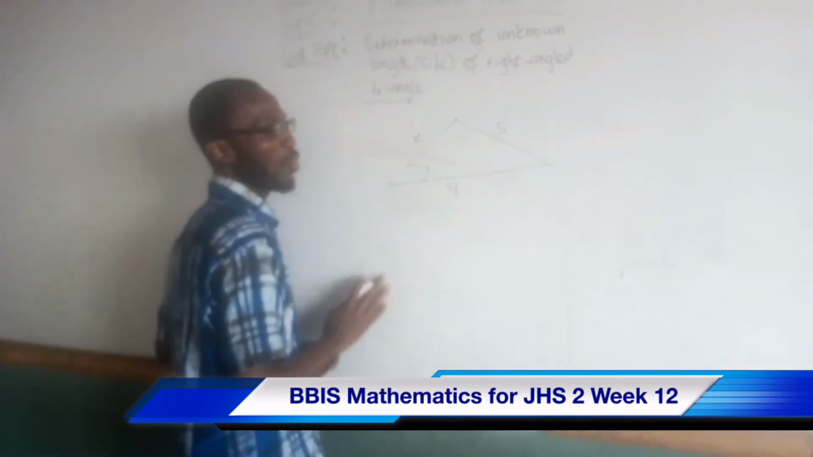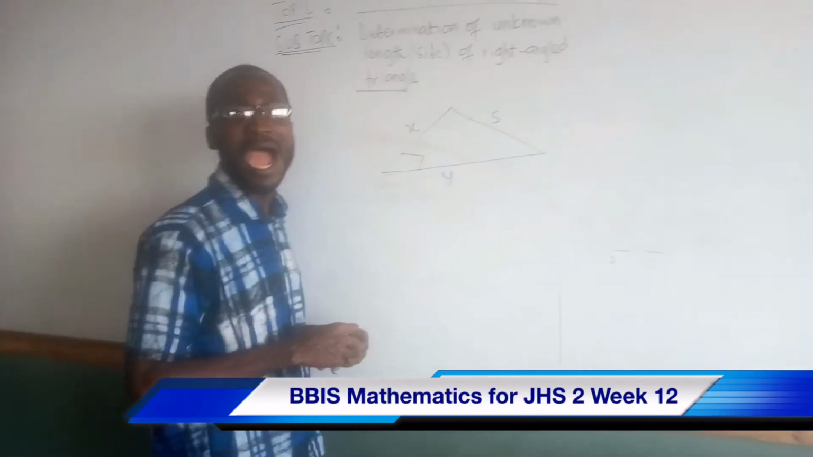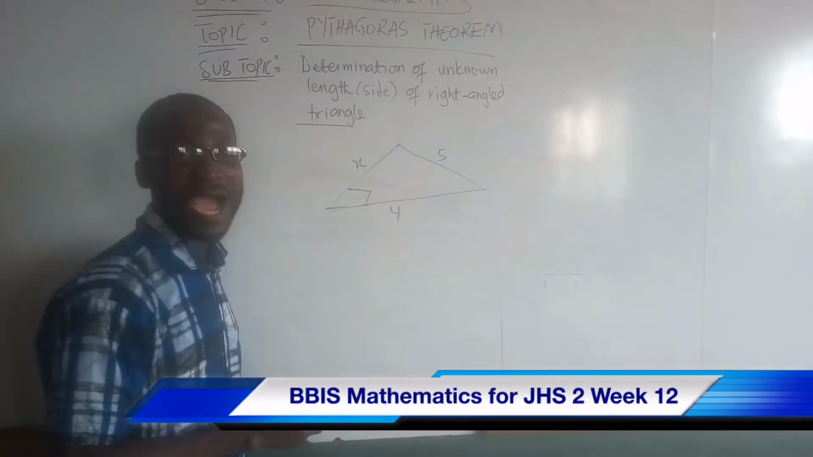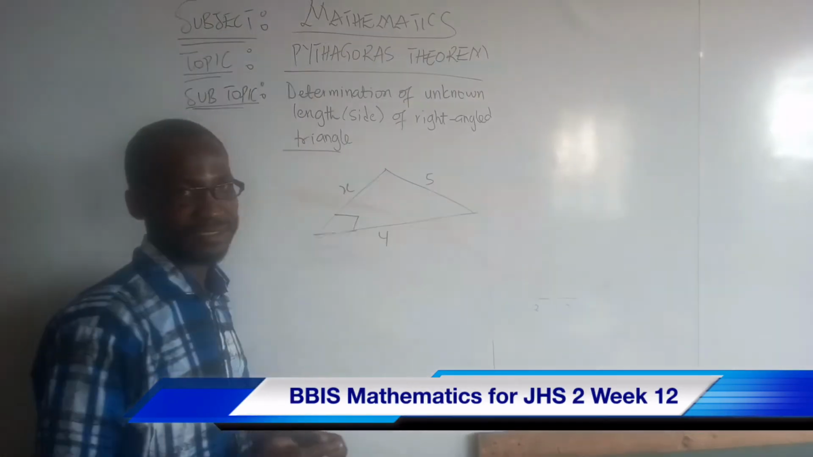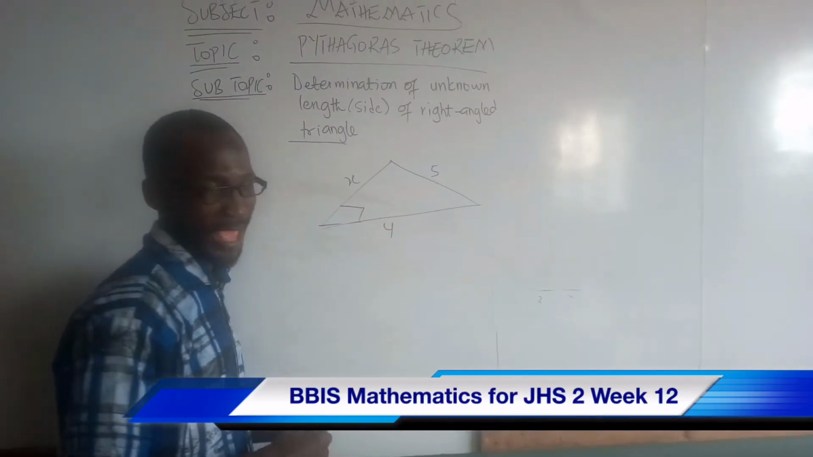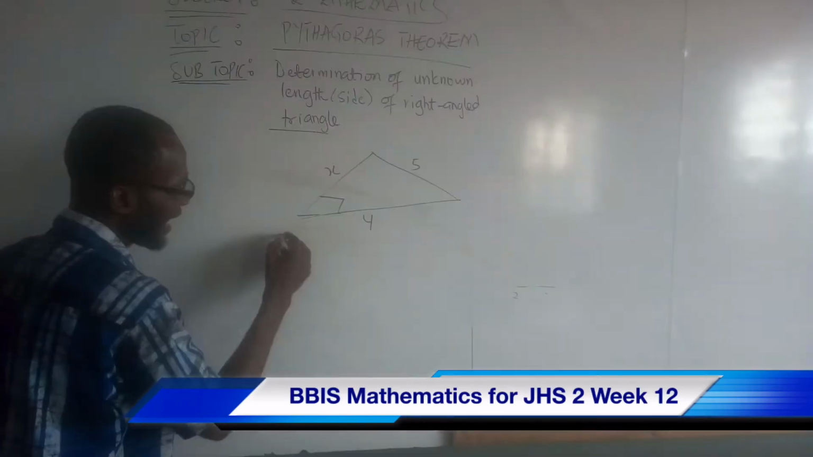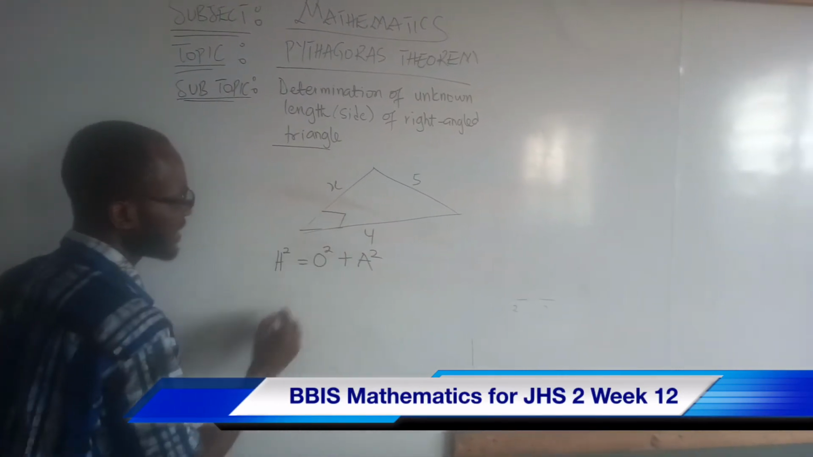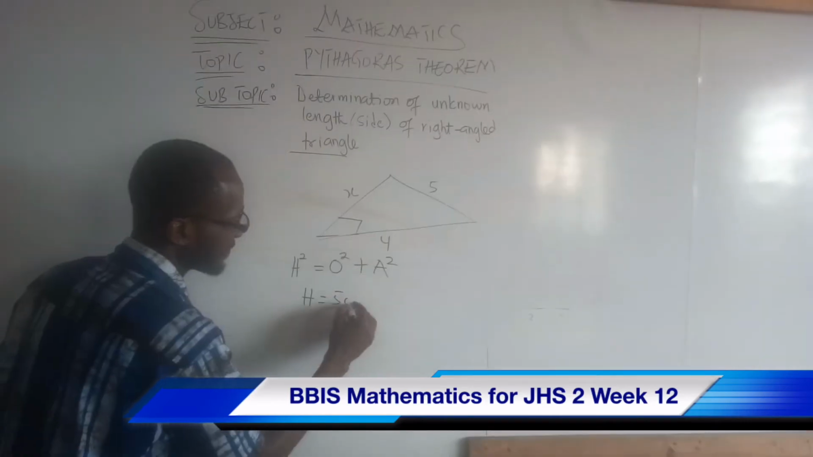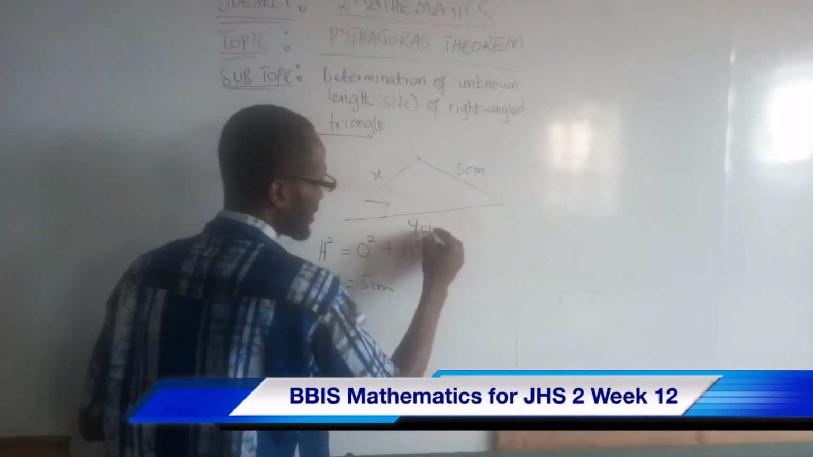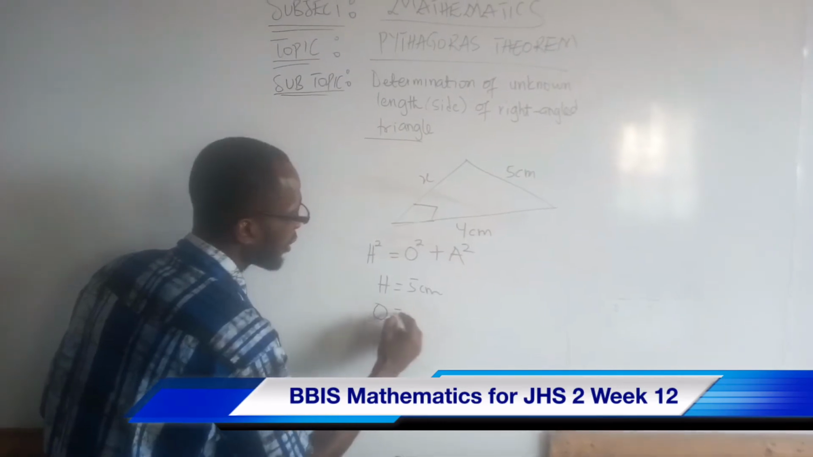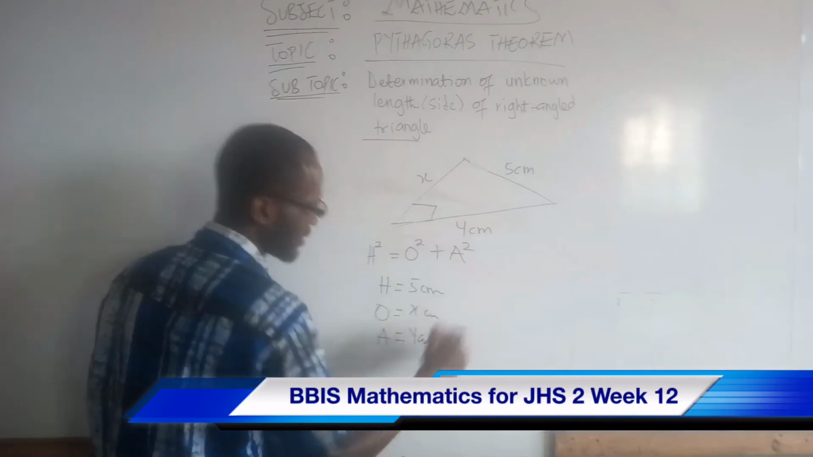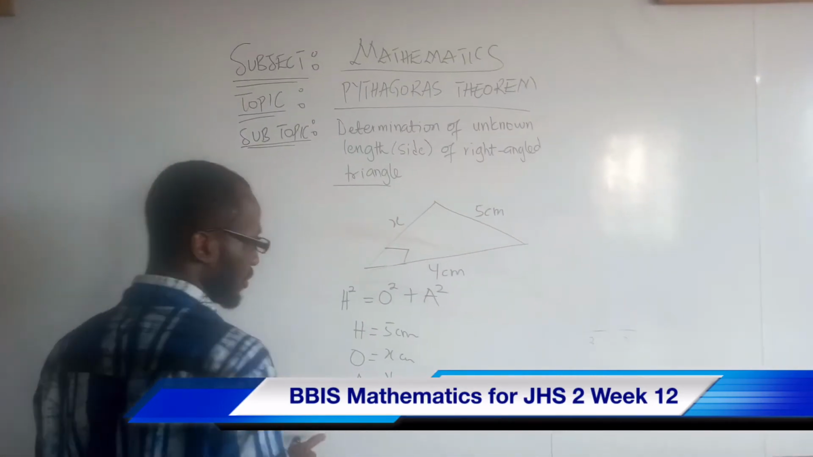Okay, so what is first and foremost our hypotenuse? It's true, the 5, right? And what is our adjacent? Indeed, the x. And then opposite 4, right? Good. So if you are saying h squared is equal to o squared plus a squared, and you have agreed with me that our h is the 5 centimeters, let me give it units. Our o is the what? X centimeters, and our a is the 4 centimeters. Putting it into this formula, what are we going to get?